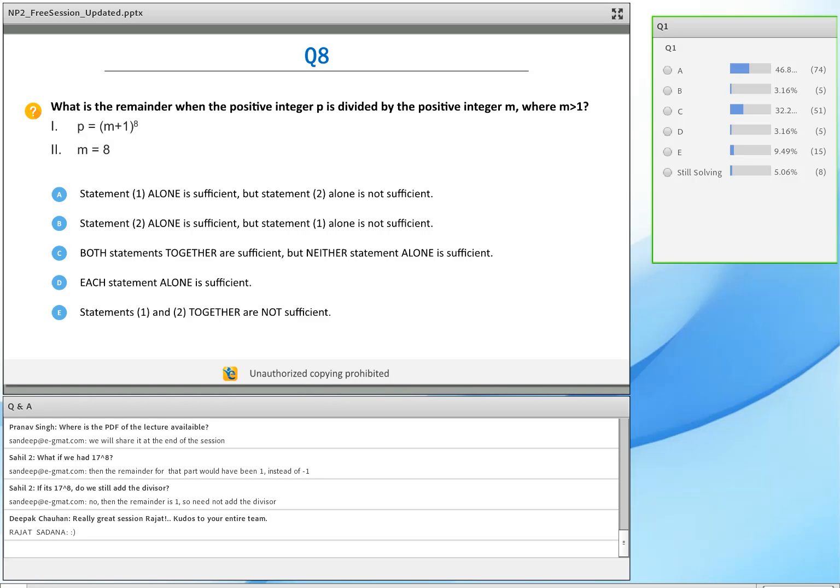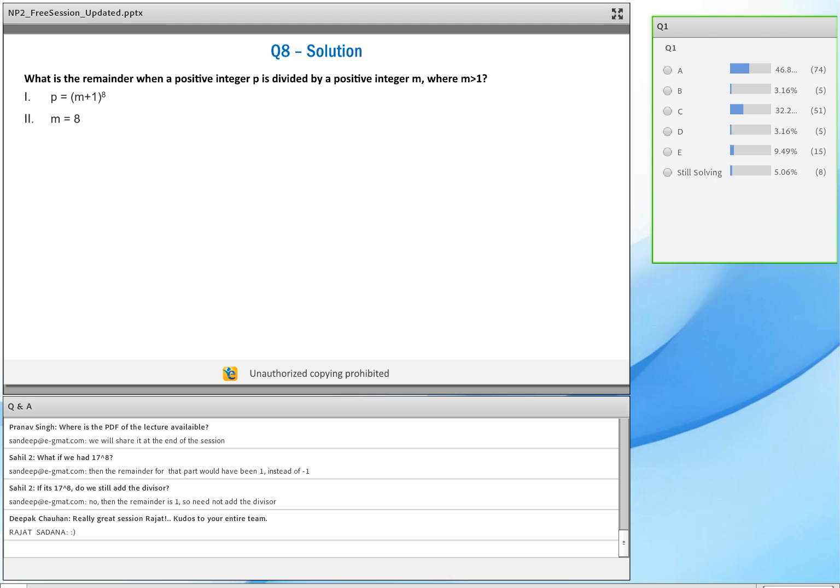Okay, so let's look at this. What's the remainder when the positive integer p is divided by positive integer m, where m is greater than 1? That's how we do this. We're given two statements. We're given p is equal to (m plus 1) to the power 8. The second statement says m is equal to 8. So what we have to find is the remainder when p is divided by m, and m is greater than 1.